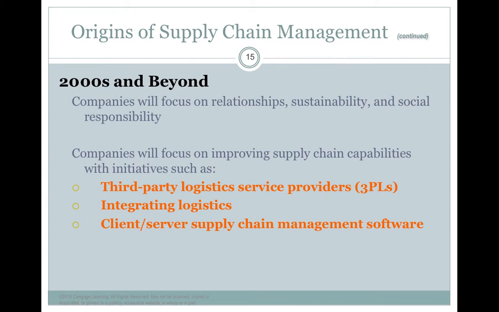Year 2000, actually, that's the age of supply chain management. At that time, companies focused on relationships, sustainability, and social responsibilities. We also focused on 3PL, third-party logistics service providers, and we integrate logistics. And at that time, we had a lot of software designed for supply chain management, like SAP. You will learn SAP in OMG230, and also Oracle and i2. A lot of new solutions became available starting from year 2000.